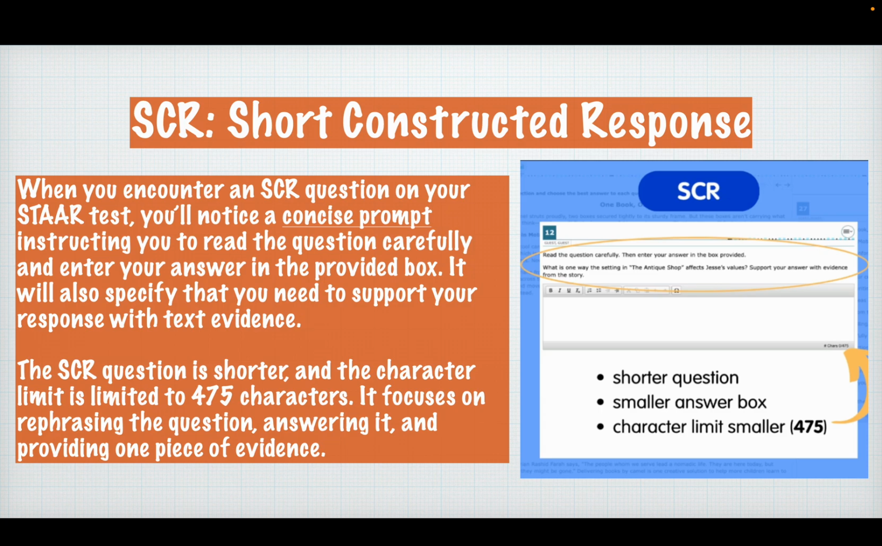So the picture on the right shows an example of how this would look on the STAR test. You can notice that there is a shorter question, the answer box is a lot smaller, and the character limit is limited to 475 characters. This is different than the extended constructed response or the ECR. This is very short. You need only about 3 or 4 sentences for this one. It focuses on rephrasing the question, answering the question, and then providing one piece of evidence.